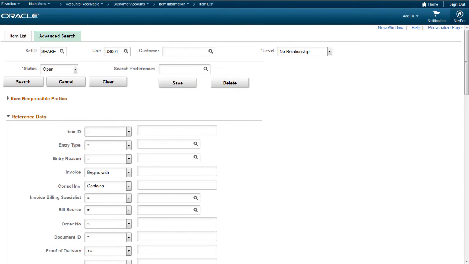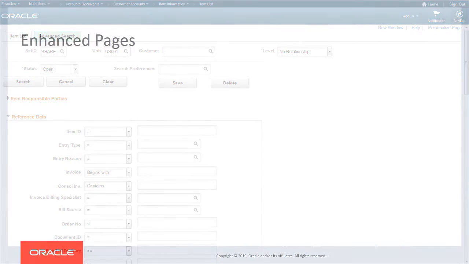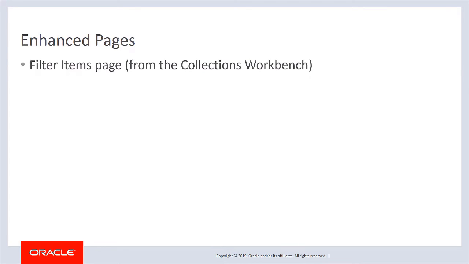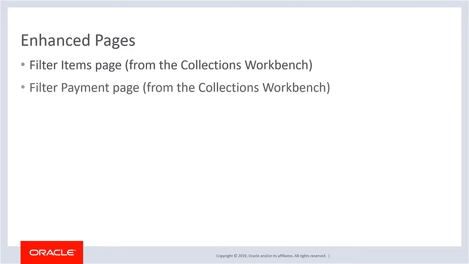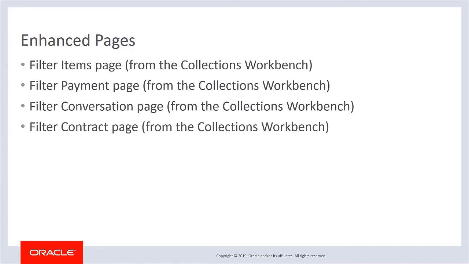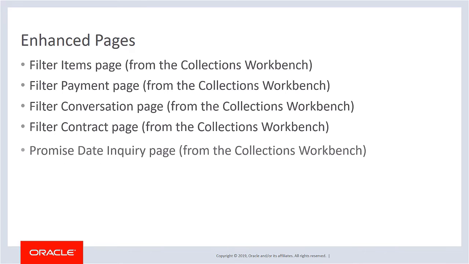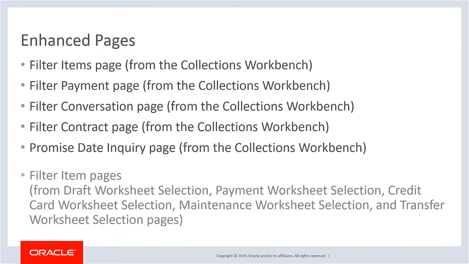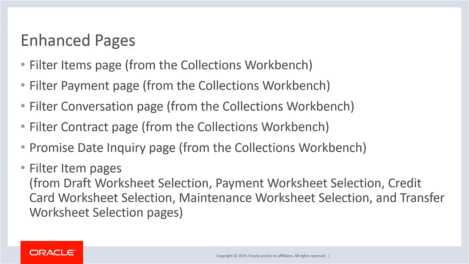PeopleSoft Receivables enhances the Item List Advanced Search page to include the Begins With and Contains search operators. The following receivable search pages have also been enhanced to include the new search operators: the Filter Items page, the Filter Payment page, the Filter Conversation page, the Filter Contract page, the Promise Date Inquiry page, and the Filter Item pages. This completes our discussion of the additional search criteria for item list enhancements.